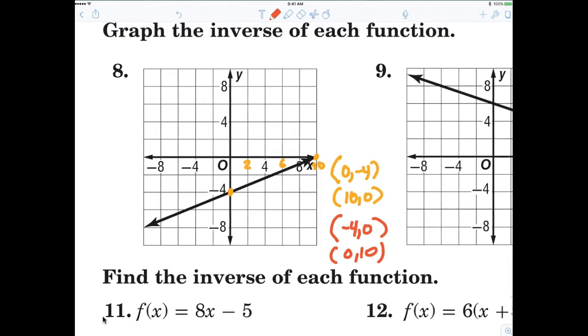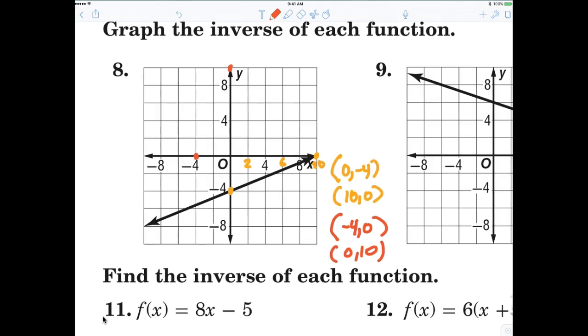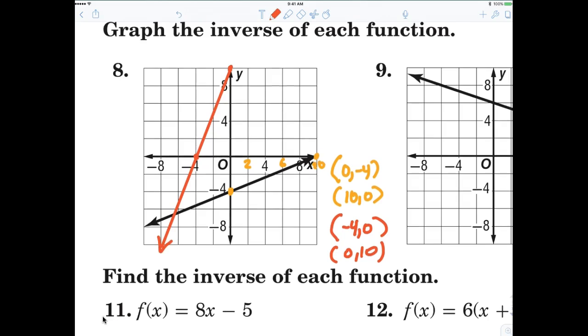Now let's plot those points. Negative 4, 0, and 0, 10, way up here. And guess what? That is all there is to graphing the inverse.